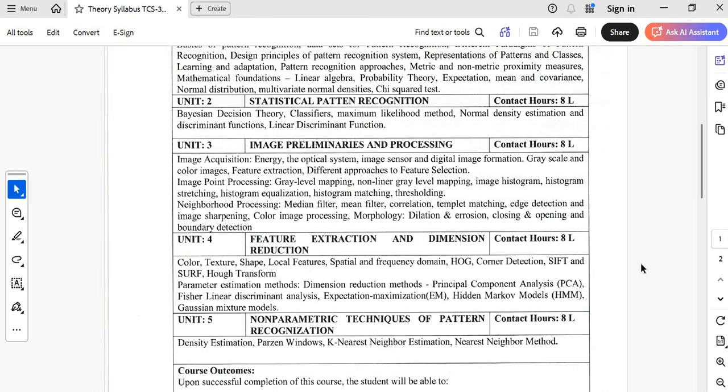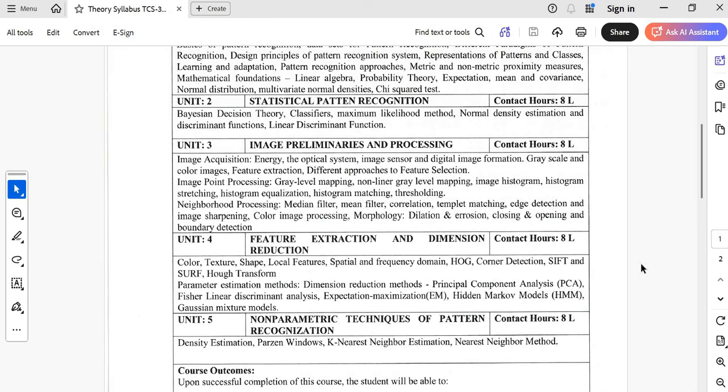Step number 1, understand the subject flow. Do not memorize directly. First understand. Like what is pattern recognition, why image processing is required, how images are processed digitally, and how classification works. So do not memorize directly. Step number 2, prepare unit-wise notes. Prepare handwritten short notes for definitions, algorithms, advantages and disadvantages. At last, important formulas. You must learn some formulas with definitions.